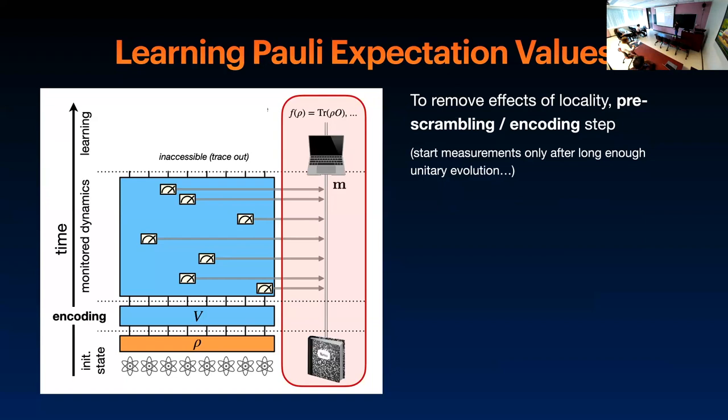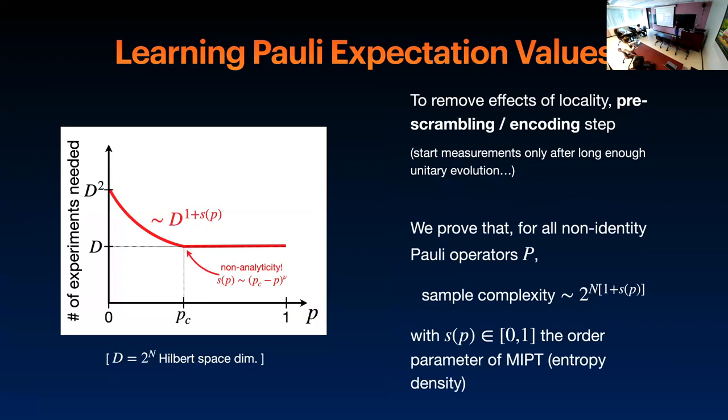So that now we don't have to worry about whether local or not, because they essentially are all on the same footing at this point. What we can then show very easily, analytically, in this case, is that the sample complexity, the number of experiments needed for learning any of these particle iterators, goes like this.